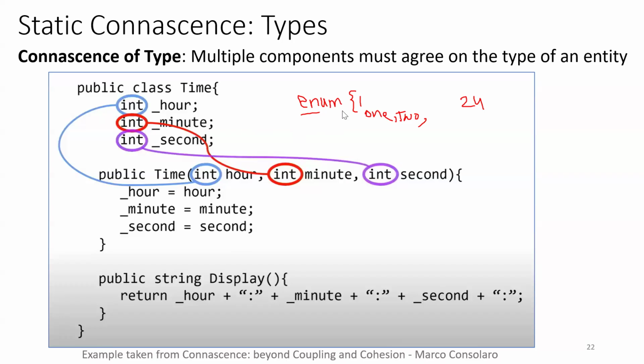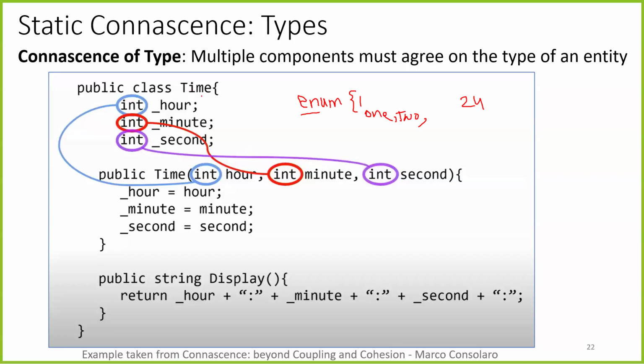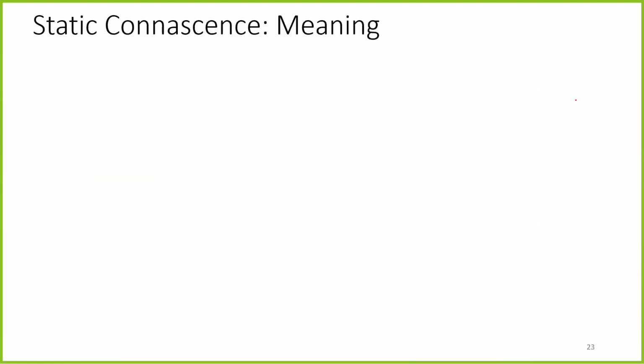So let's continue. This is the connaissance of type. We have to agree on the type that your time class will use, so that if you make a change here, all the classes that use that time class must update themselves. So we must agree in the beginning on the type of an entity, what that will be, so that our code can really work. And then comes connaissance of meaning.